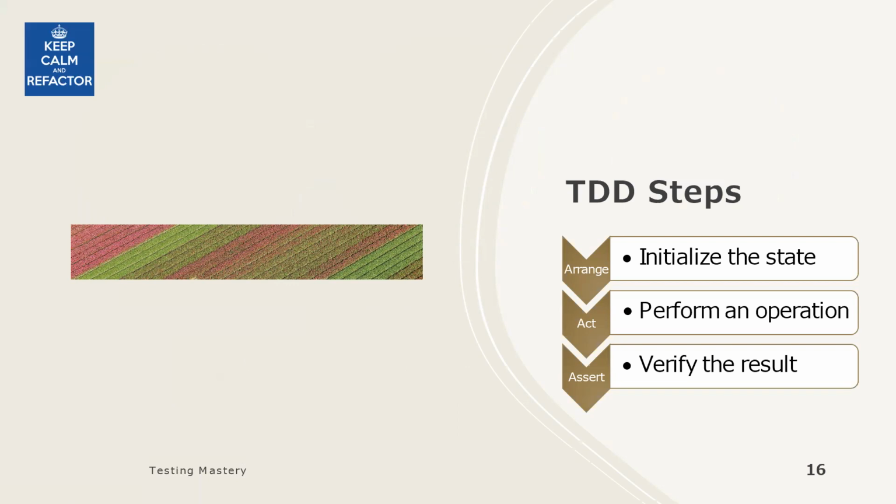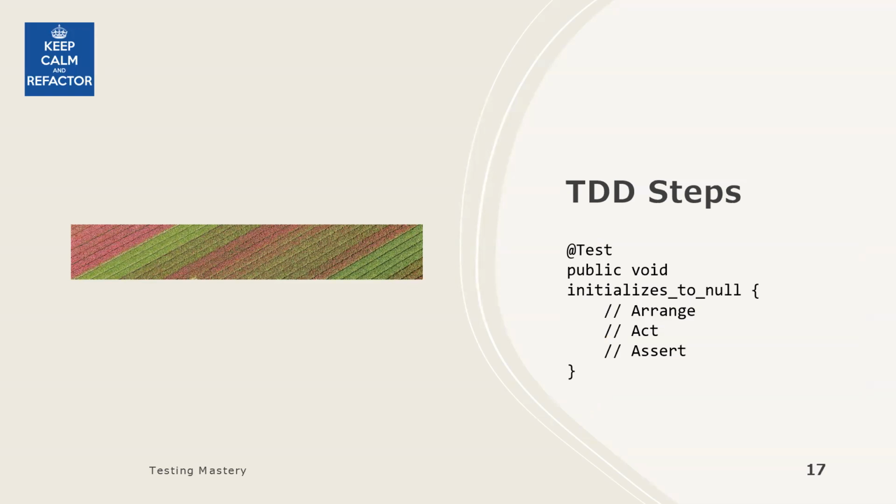All right, steps for TDD. Basically there's the arrange, act, assert mechanism that we follow. First, you initialize the state of the application. Then the act step is you perform some operation that should change that state. And then the assert part is we verify the result is what we expect it to be. So that's how TDD is supposed to work.